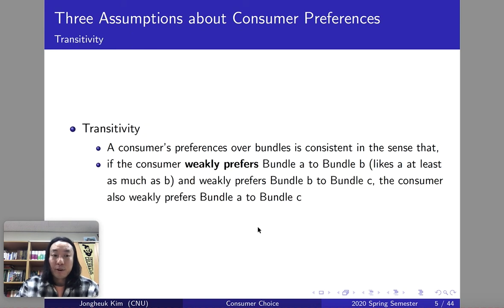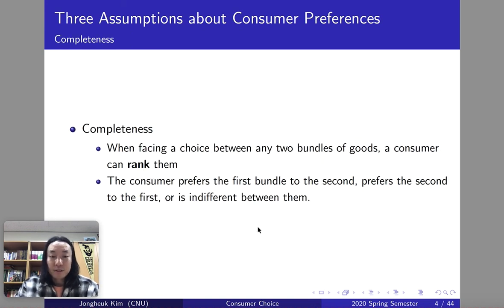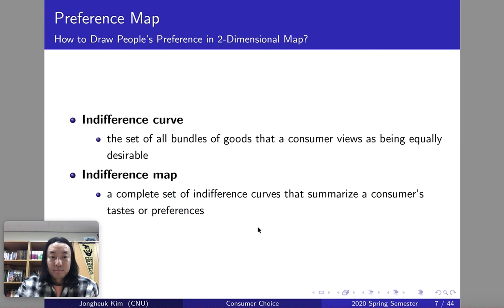So more is better, transitivity, and completeness. They are three kinds of important characteristics of preference. So now we will introduce a new concept, which we'll use to make it graph. Preference is a really conceptual, abstract thing, so it is hard to understand. So we're going to draw it out in a two-dimensional graph by using indifference curves. Then we can get a more visual understanding of preference.